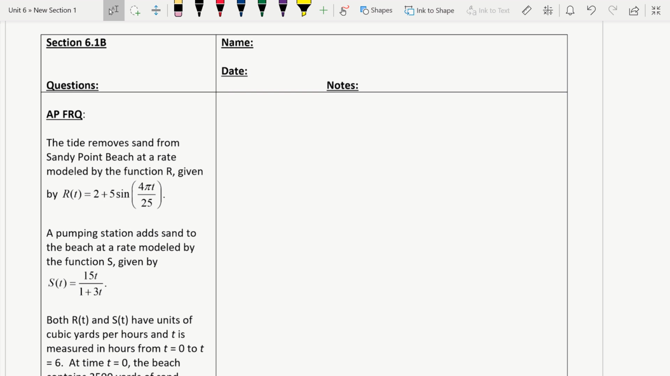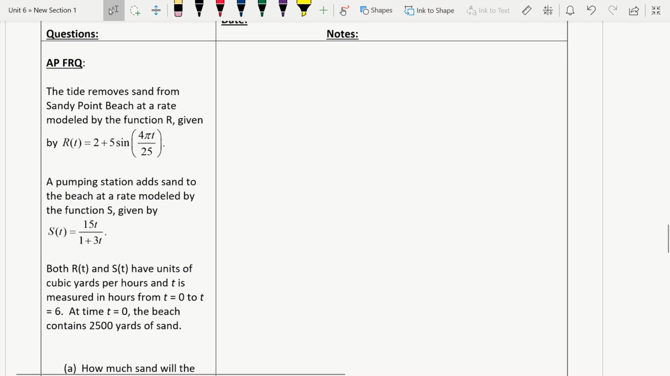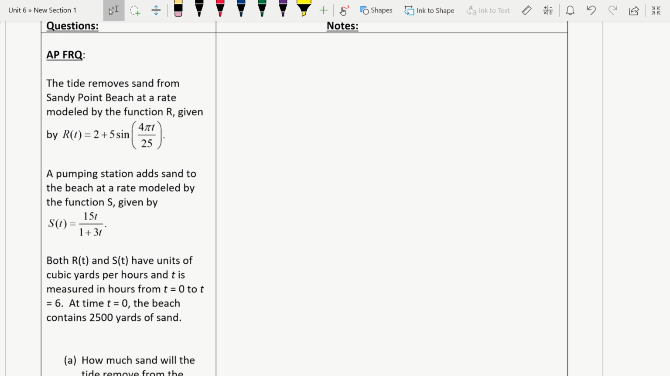In today's video, we're going to be working an AP problem. That's an accumulation of change problem. Let's take a minute to read through the setup here. We're going to be working the same problem on both of the pages today. I've got part A and part B on the front page, and part C and part D on the second page.